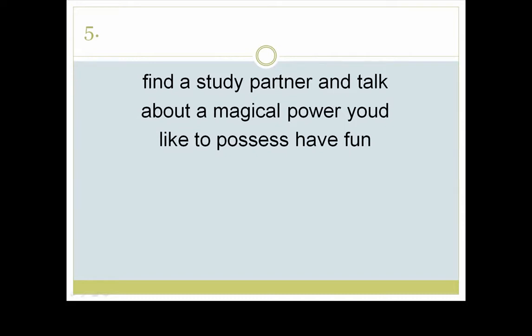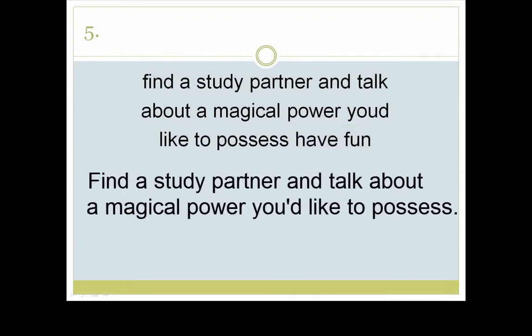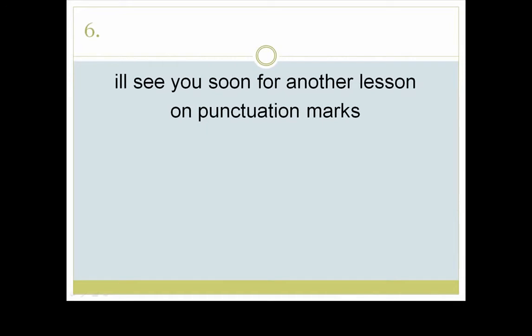Hopefully you recognize the use of the imperative. Here we have an instruction, a direction, and then a request or invitation. Find a study partner and talk about a magical power you'd like to possess. So it starts with a capital letter and ends with a period. Have fun! Start with a capital letter and end with an exclamation point. We also have a contraction, the short form of you would, you'd. So we need an apostrophe. 6.